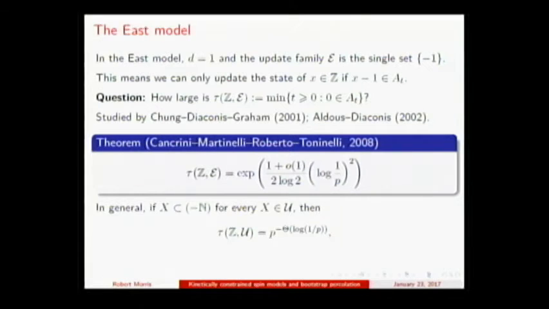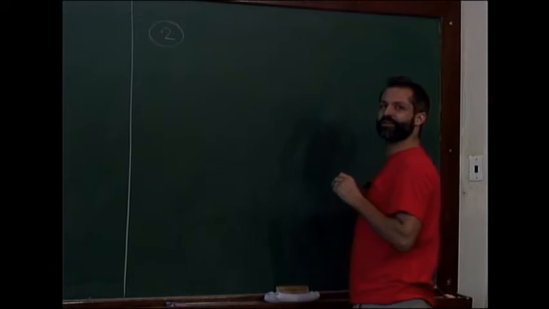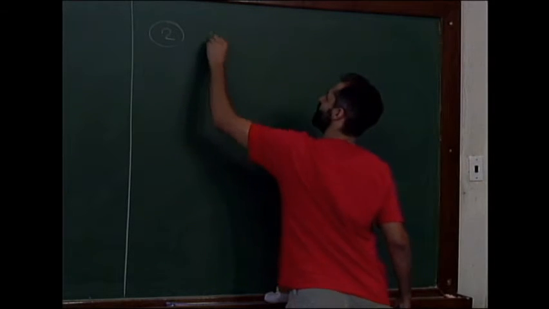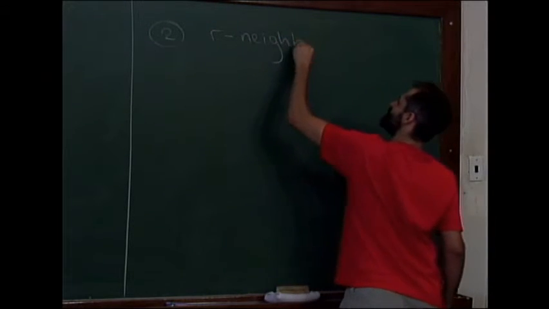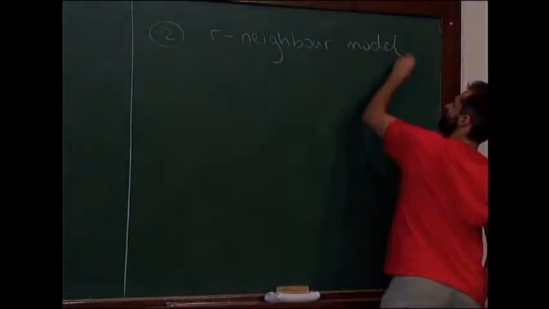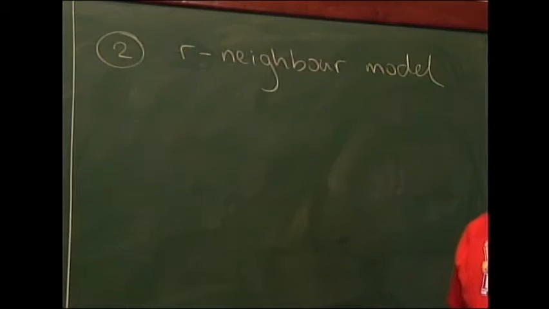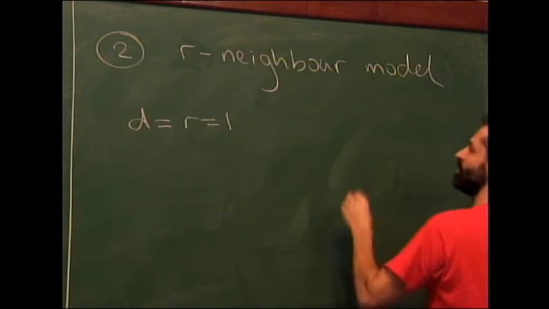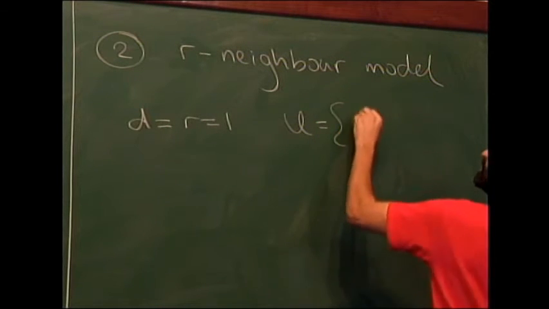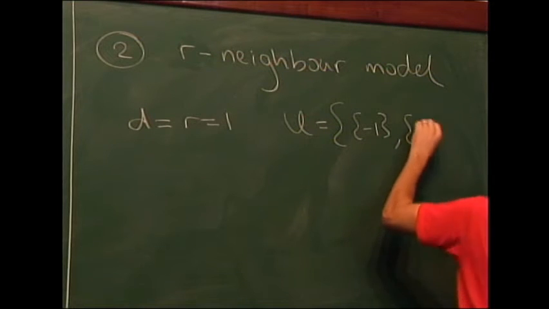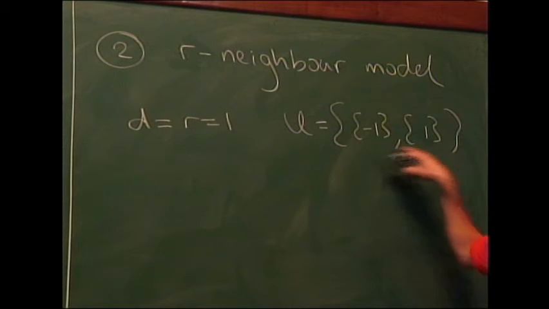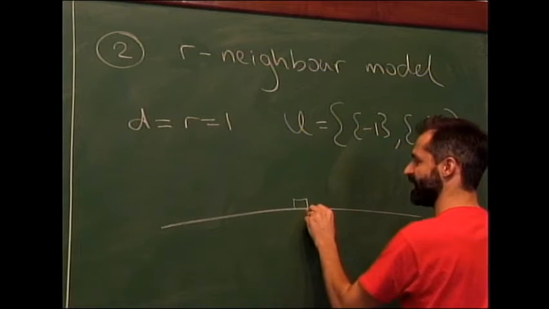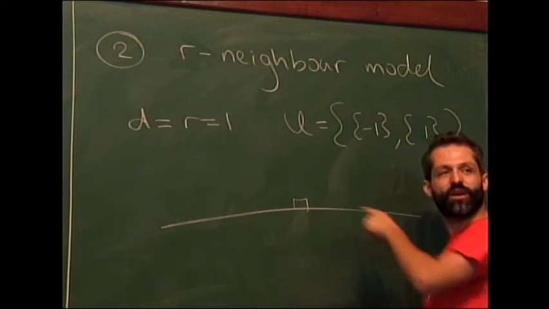So what happens in general? I don't have so much space, so let's consider another example in one dimension: the r-neighbor model, just to see that very different behavior is possible. So the r-neighbor model means, let me just do the case d equals r equals 1. So your u is either -1 or +1. So there are two sets, the guy to the left, the guy to the right. So you can update yourself if either the guy on the left is infected or the guy on the right.